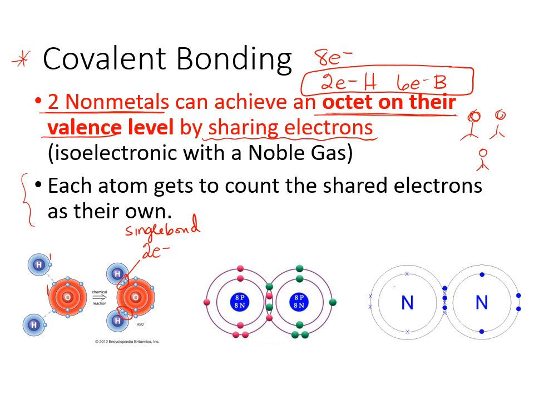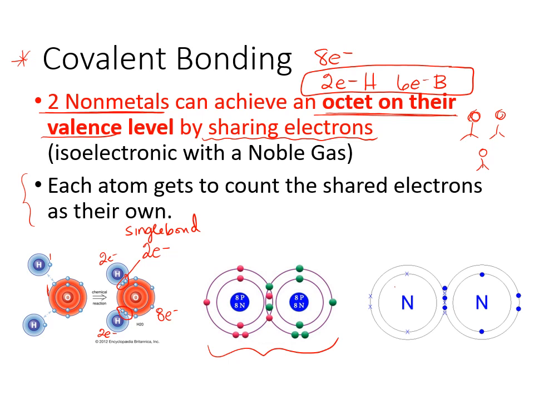Let's double check and make sure that's what's happened. 1, 2, 3, 4, 5, 6, 7, 8. So 8 electrons. Hydrogen has 2 electrons each on its outer layer. It's only got the 1s, so it only can have 2. So each of these has reached a noble gas electron configuration, or a full outer shell, if you will.